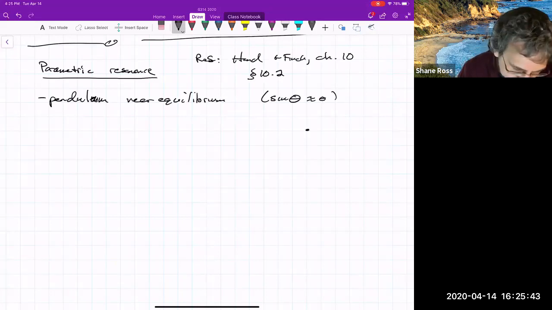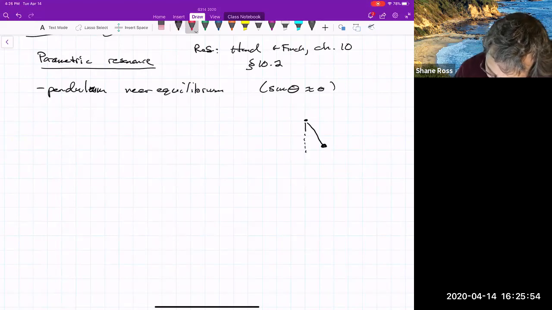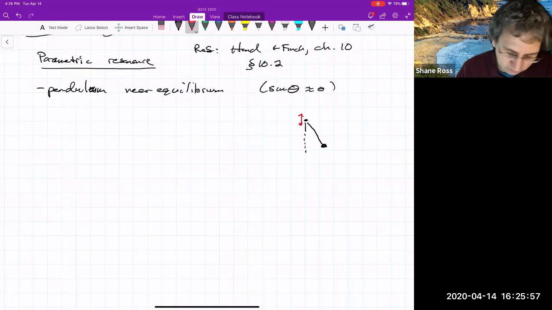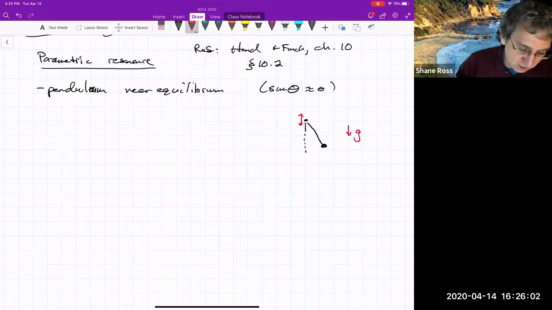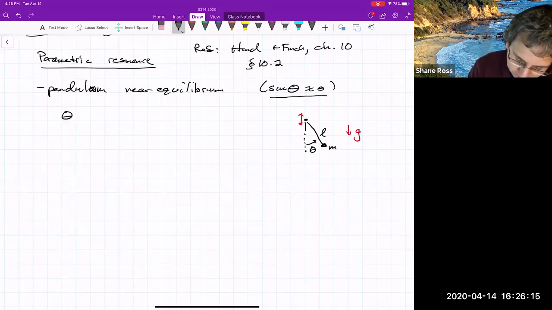And this essentially approximates moving the pendulum pivot up and down. So if we took that pendulum pivot and moved it up and down periodically, that would be like effectively changing gravity. So we've got our mass at the end of a string of length L, and we will still consider theta, but we're looking in this regime where sine theta is about equal to theta. So the pendulum equation is just theta double dot plus G over L theta equals 0.